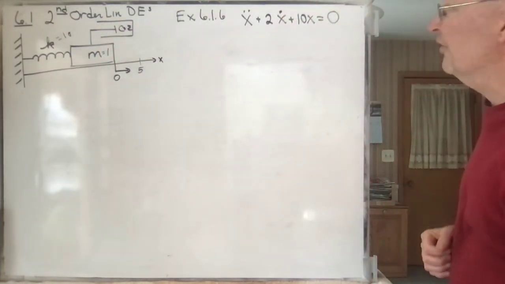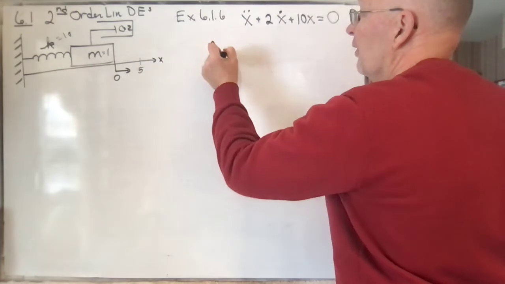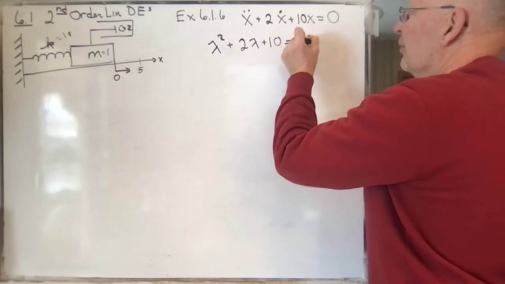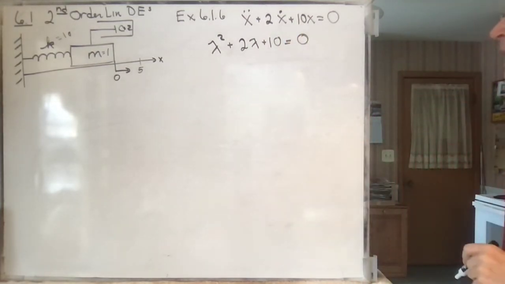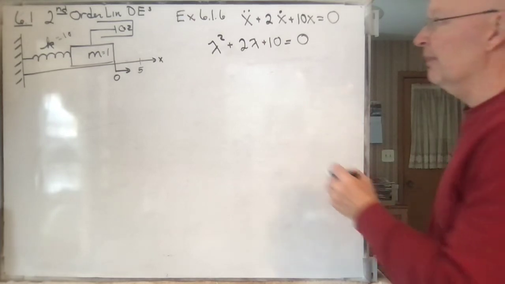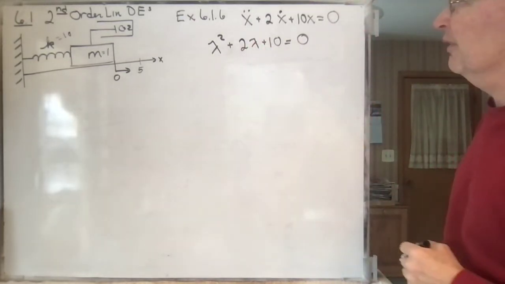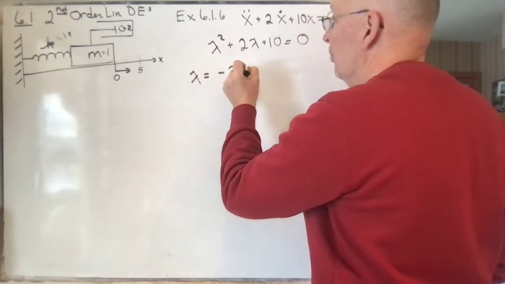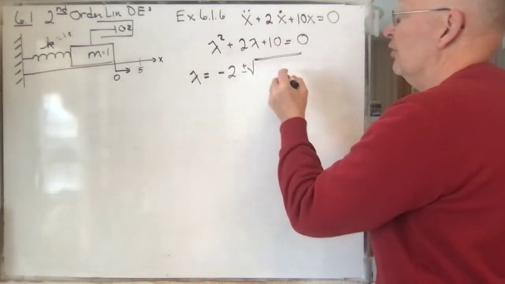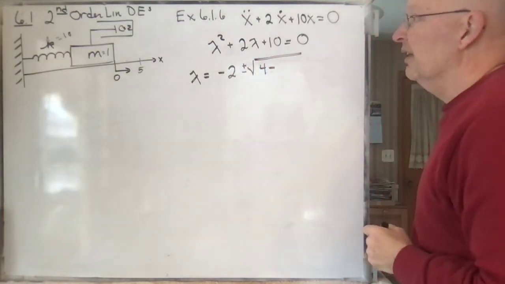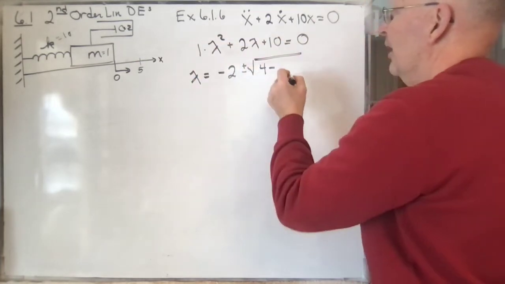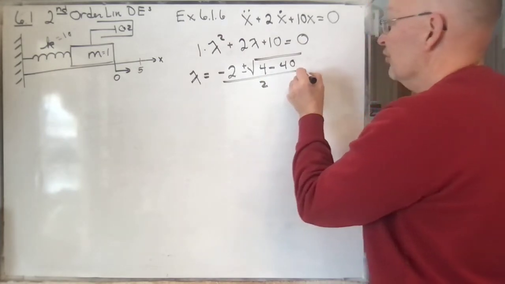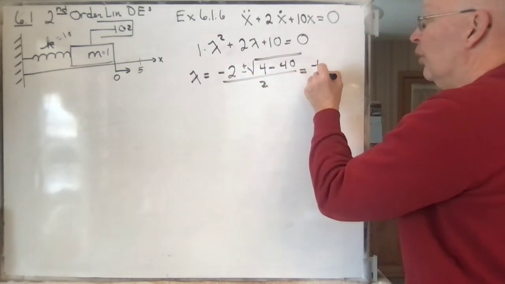Okay? So let's use the same technique we had before. We'll start off with our lambda squared plus 2 lambda plus 10 is equal to 0, and we will solve it for lambda. Notice I can't see how to factor this thing, so I'm going to use the quadratic formula. Lambda is equal to minus 2 plus or minus the square root of 2 squared, which is 4, minus 4 times 1 times 10, minus 40, all over 2, which is equal to negative 2 over 2 is a negative 1.